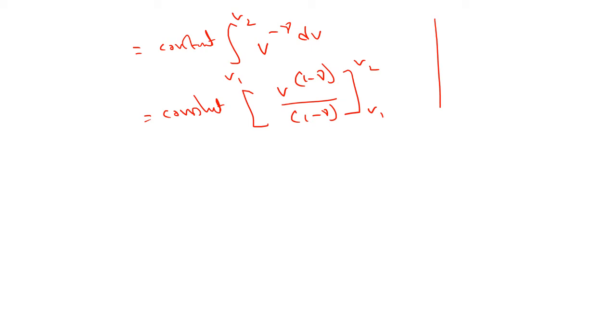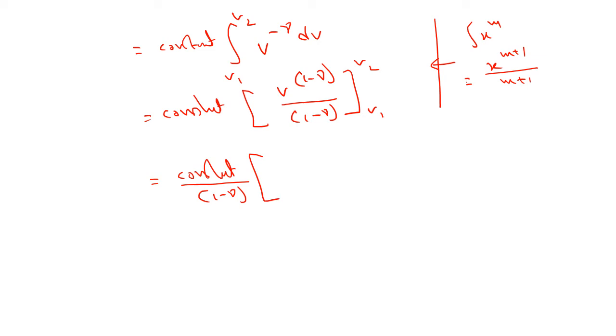So how do we get this? From the integral formula, x to the power m, we can write it like this: x to the power m plus 1 divided by m plus 1. Using this formula we can get this expression. Now the constant I can keep out. We can write V2 to the power 1 minus gamma minus V1 to the power 1 minus gamma.